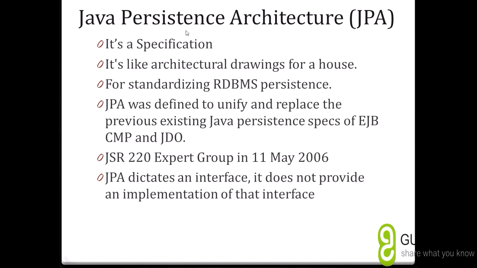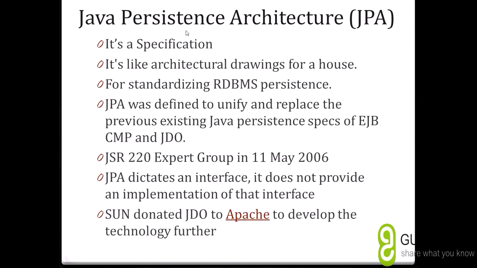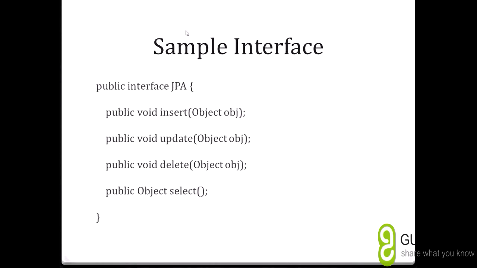And then JPA is just an interface, okay, and not an actual implementation. So we can implement our own but we need to follow the interface standards, that's all. And another historical event was JDO, that is Java Data Object, was donated by Sun Microsystems to Apache to further enhance that same technology. So this is the sample JPA interface. So it has standard 5 functions, okay, that need to be implemented.